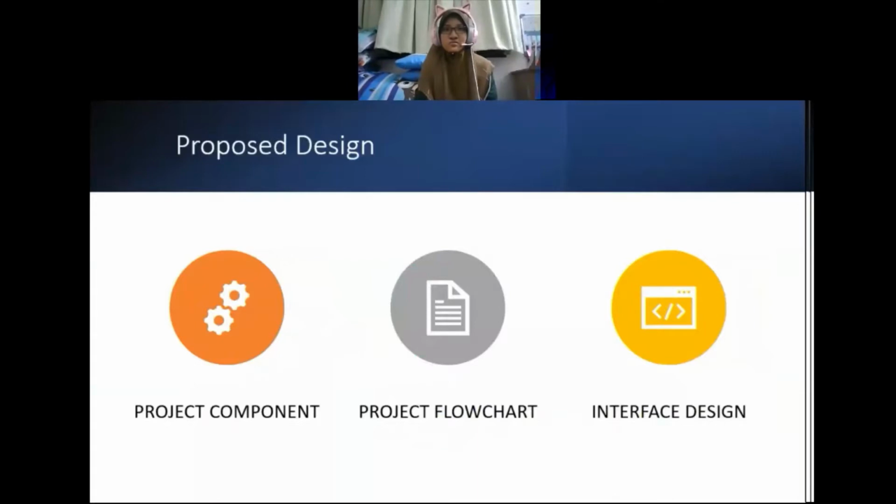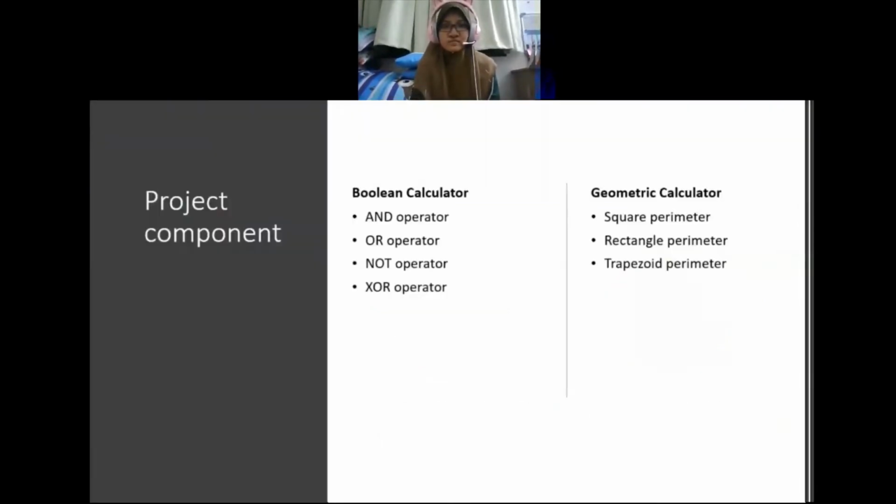This is our proposed design. In this proposed design, we have project component, project flowchart, and interface design. For project component, our calculator will have two components, which are the Boolean calculator and the geometric calculator. Under the Boolean calculator, we have four sub operations. They are AND operator, OR operator, NOT operator, and XOR operator. For geometric calculator, we have square perimeter to calculate the perimeter of a square, then rectangle perimeter and trapezoid perimeter.